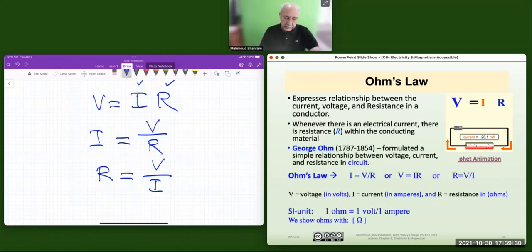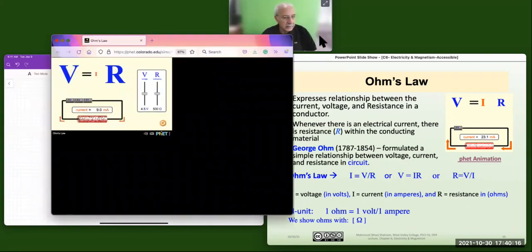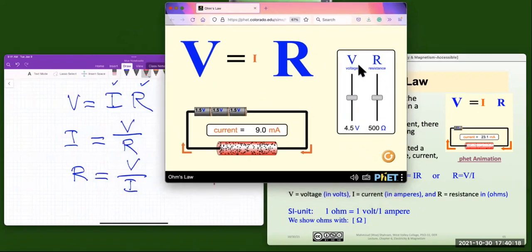Voltage has the unit of volt, current has a unit of ampere, and resistance has a unit of ohms. Volt divided by amp is called ohm, and we show that with the omega, or we write ohms. In any circuit, if you have two of these variables, you can find the other one. And here's the animation for that.